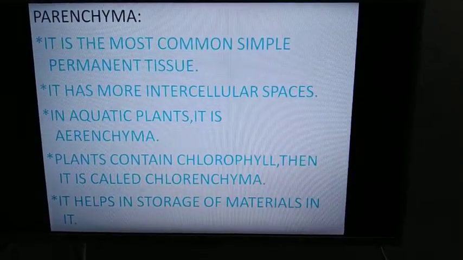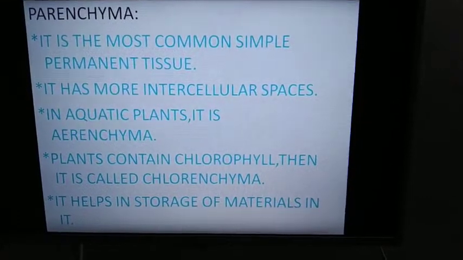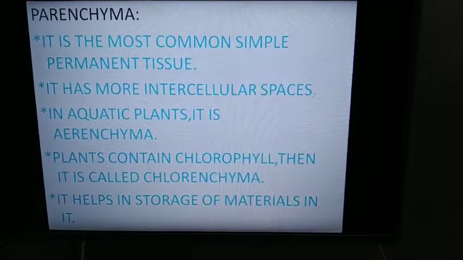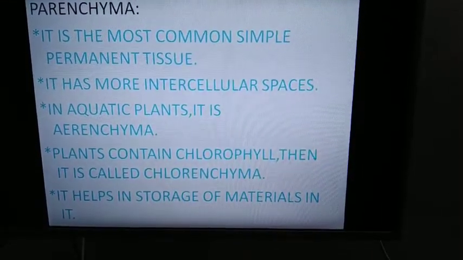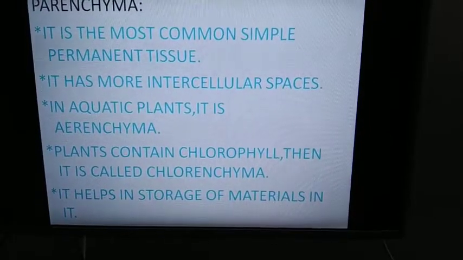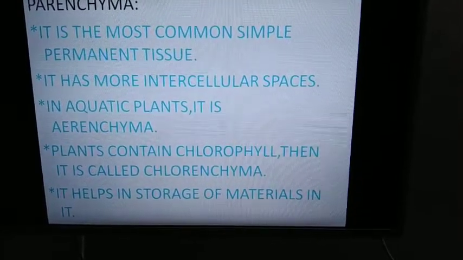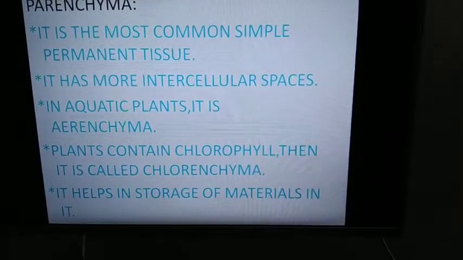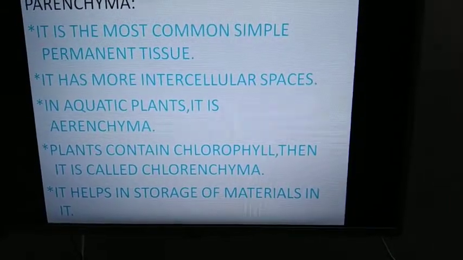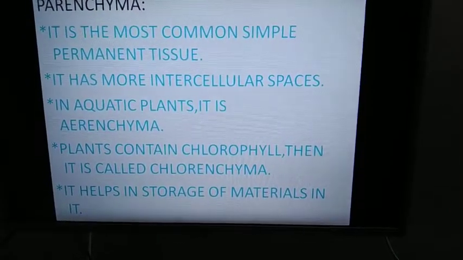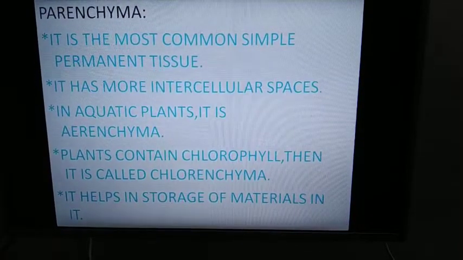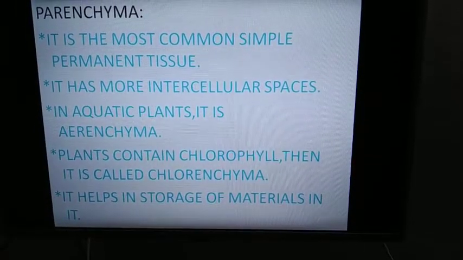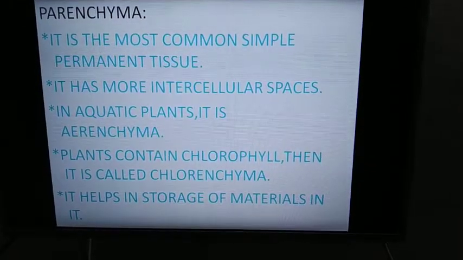Now let's see parenchyma. It is the most common in the plant cells, that is in permanent tissue. In this parenchyma, its special feature is that it has more intercellular space. If it is present in aquatic plants like lotus and lily, it is present in the form of aerenchyma. And if the parenchyma contains chlorophyll in plants, then it is called chlorenchyma. We already know what chlorophyll is. Its function is the storage of materials.